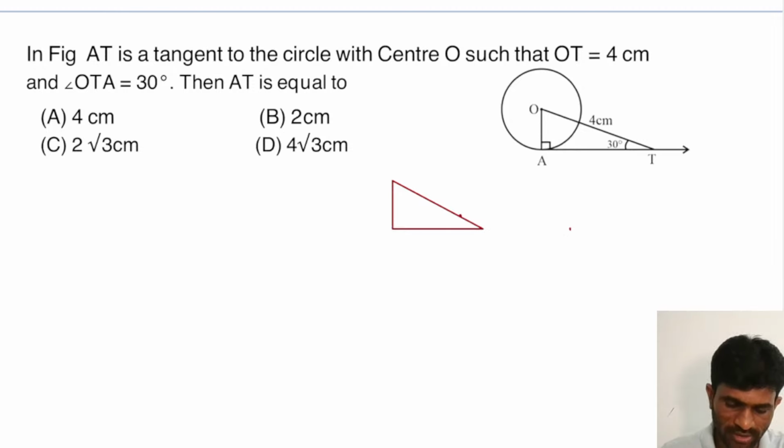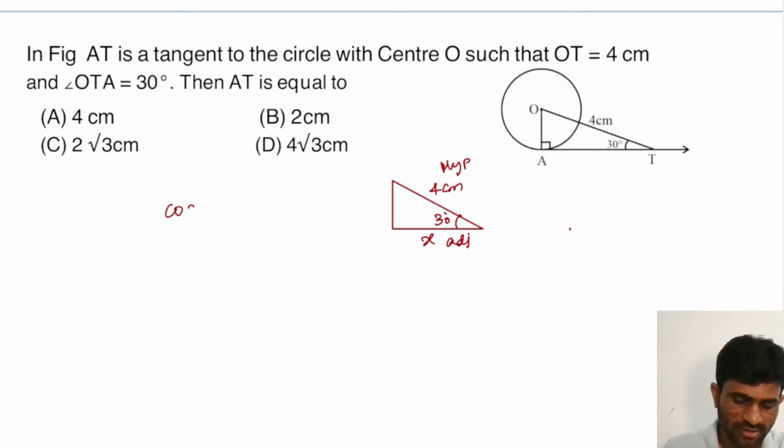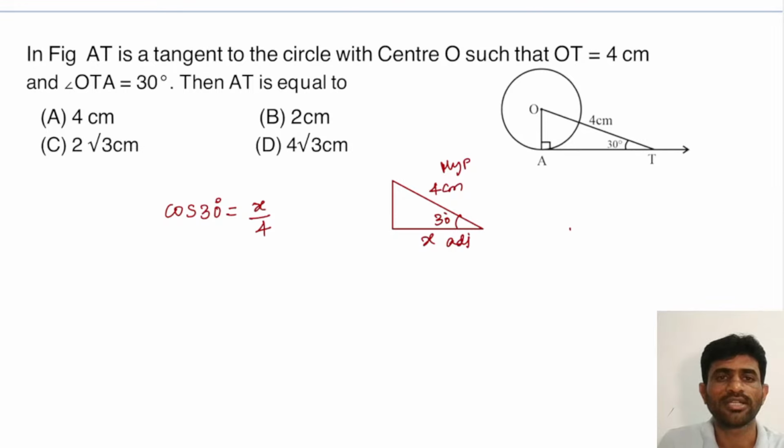We know this angle, 30 degrees, and this side, 4 centimeters. We want this side. Let us take it as x. Now this is the adjacent side and this is the hypotenuse. So, adjacent side and hypotenuse, which trigonometric ratio do we take? When we want the adjacent side and we know the hypotenuse, we take cos. Cos is adjacent by hypotenuse. Cos 30 degrees is equal to x by 4.